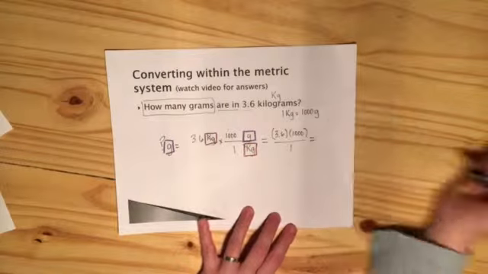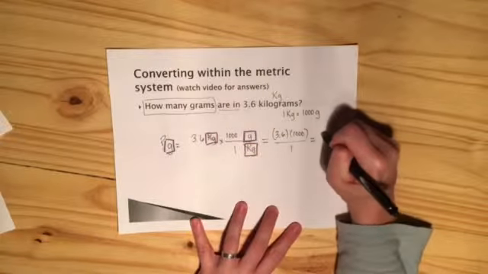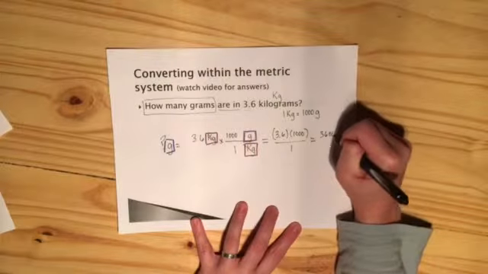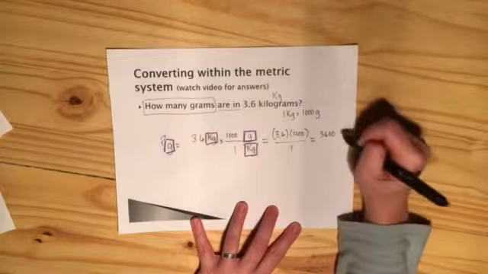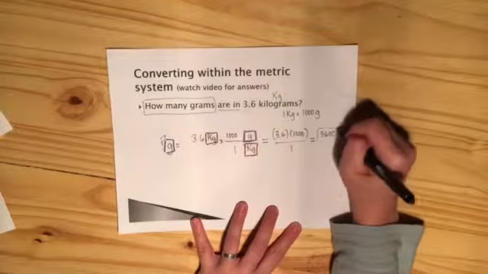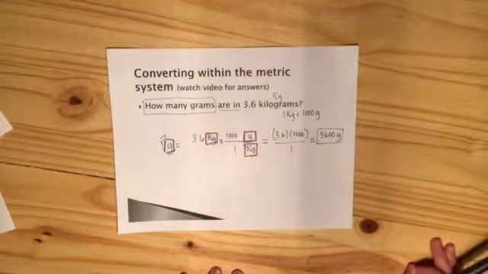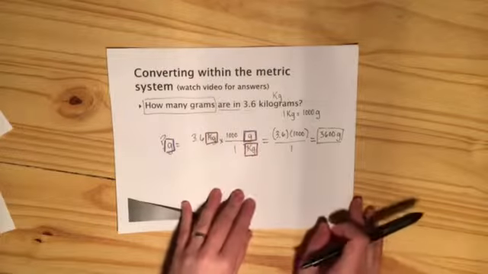So that's going to move the decimal over 3 places. And so we get 3,600. And our unit is grams. So we've canceled out kilograms. We've ended up with grams.